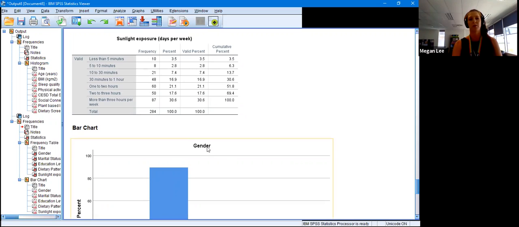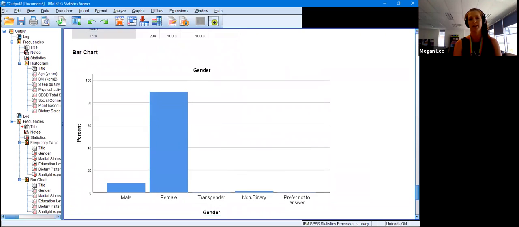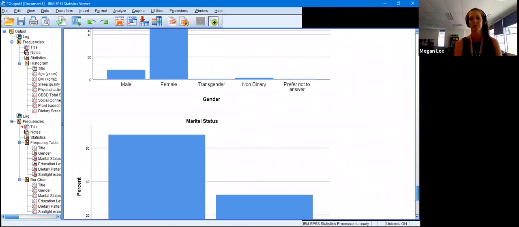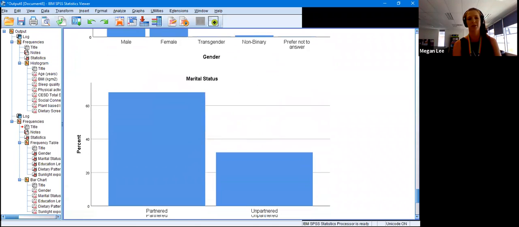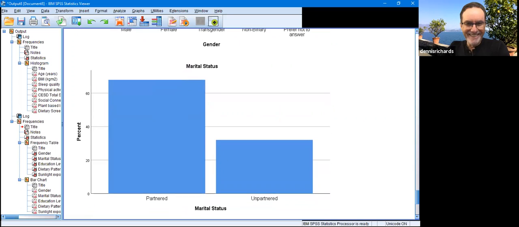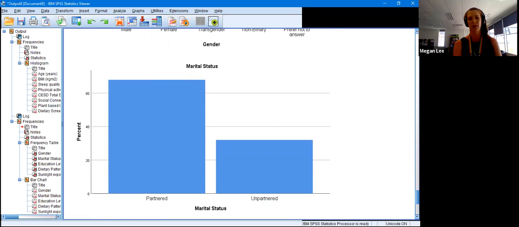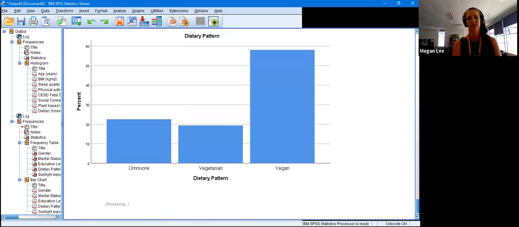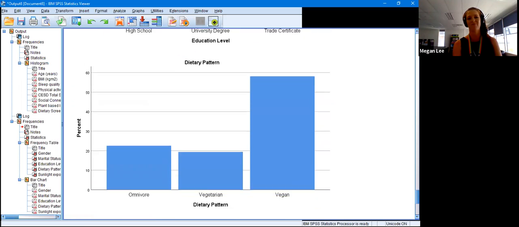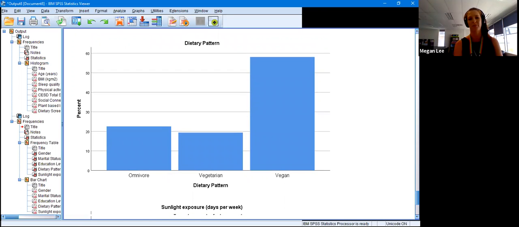And instead of looking at all those crazy numbers and figuring them out, it would be easier to look at the bar chart. Hence the reason we always look at figures. So there's our gender one. It's definitely telling us we have a problem with too many girls. Good luck. Marital status, there's our marital status, kind of okay. Education level, problem. Wow. Dietary pattern might also be a problem.